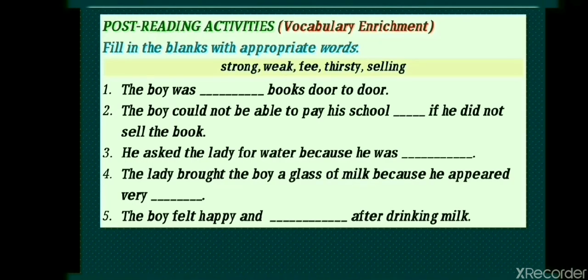Students, you have to fill in the blanks with appropriate words. The words are strong, weak, fee, thirsty, and selling. I will read out the 5 sentences for you, and you have to fill the appropriate word in every sentence. Are you ready? Let's start. First sentence is, the boy was dash books door to door. Number 2. The boy could not be able to pay his school dash if he did not sell the book. Number 3. He asked the lady for water because he was dash.